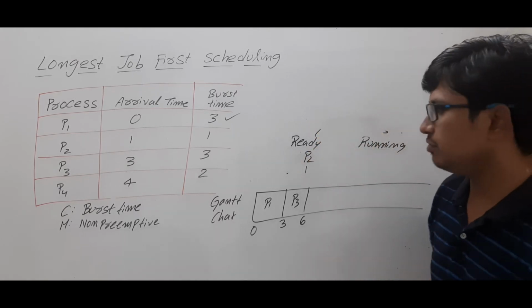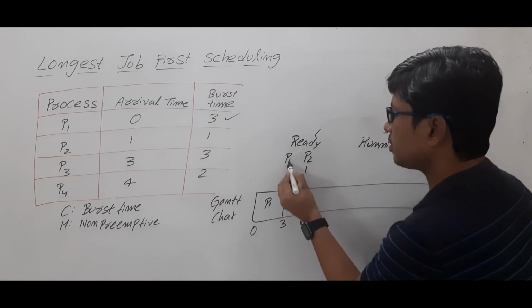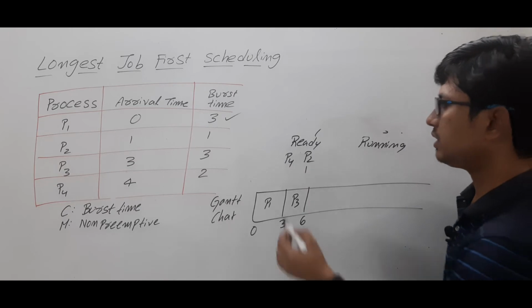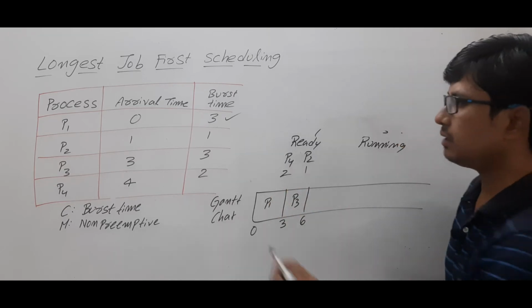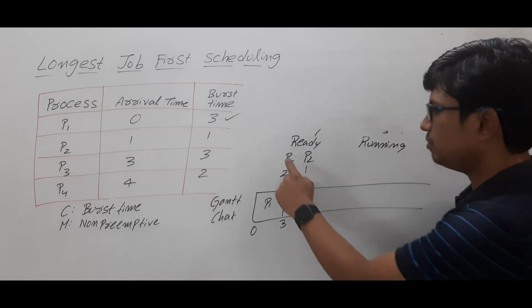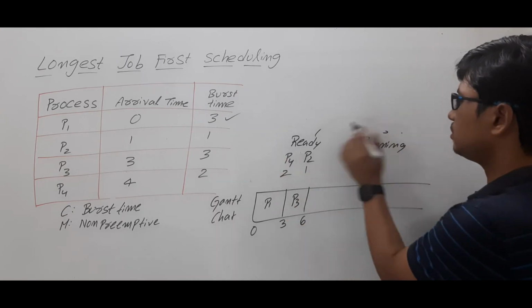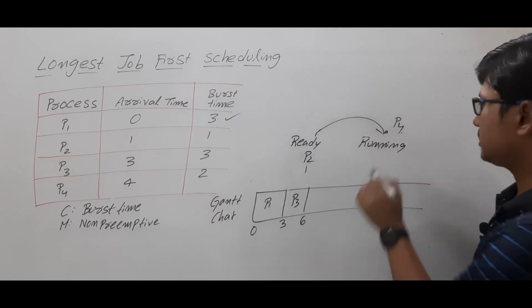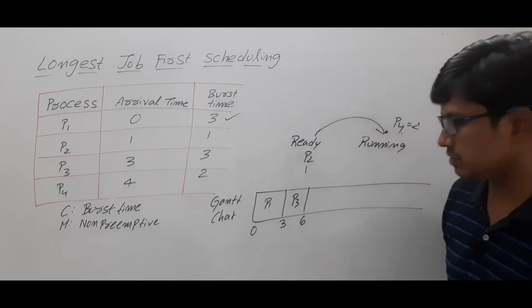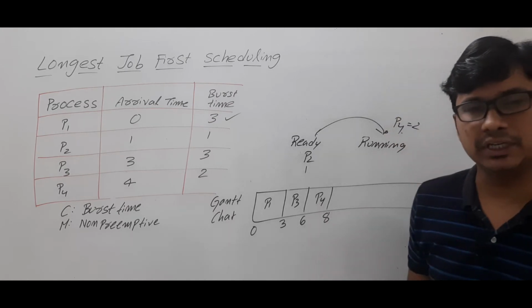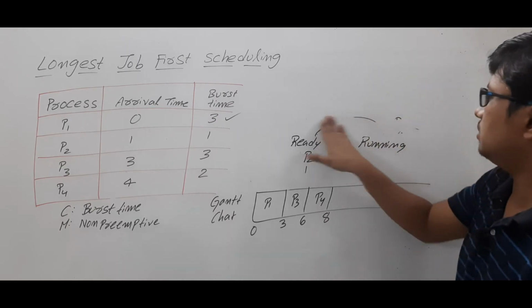By that time, if you look, process P4 has also arrived in the ready state. Now, what is its burst time? 2, and P2 is 1 only. Now, which process will be dispatched? Obviously, P4. So the P4 process will be in the running state and it needs 2 units of CPU time, which will be provided. At the 8th unit, it will complete its task and go to the terminated state.